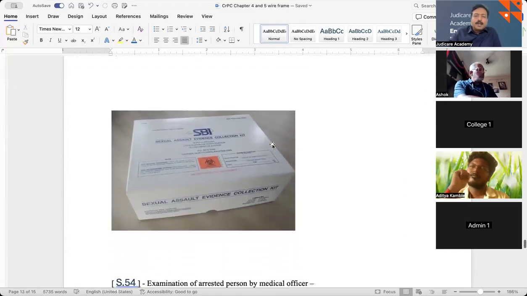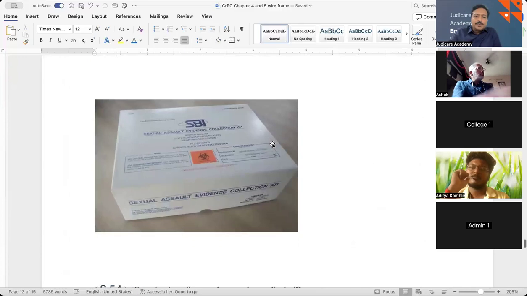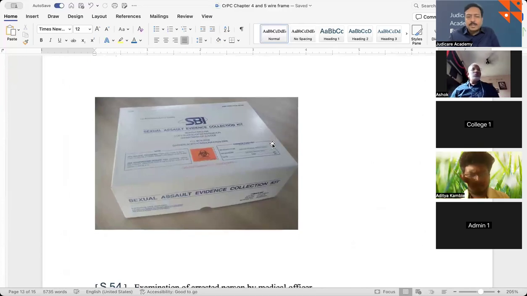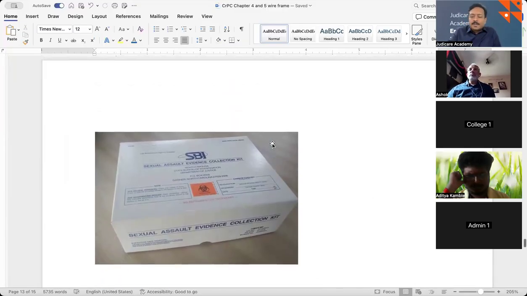In terms of a female, there is a kit which is used for the test. This is how the kit looks. This is a sexual assault evidence collection kit. It has various things inside it, and this kit is used for the examination of all female victims of rape. This kit is called, in short, a rape kit.